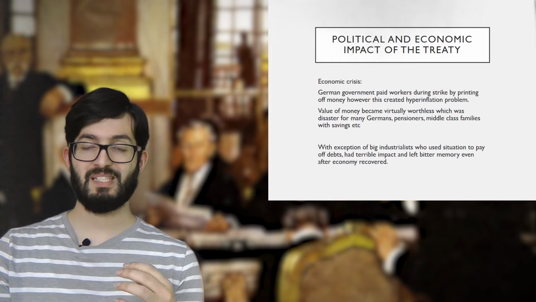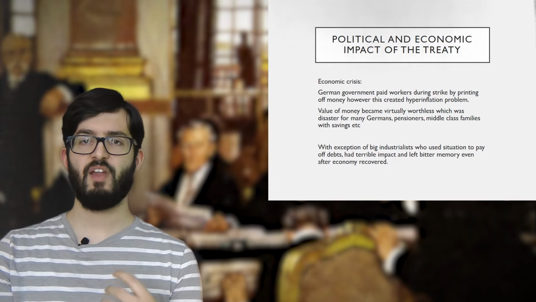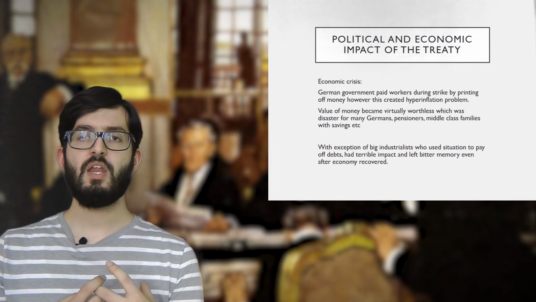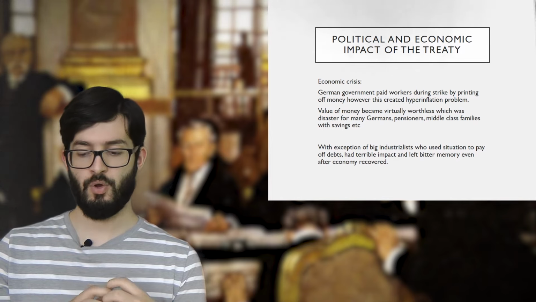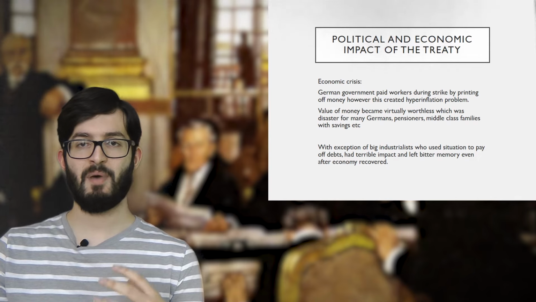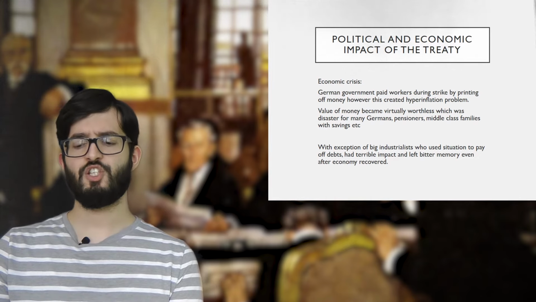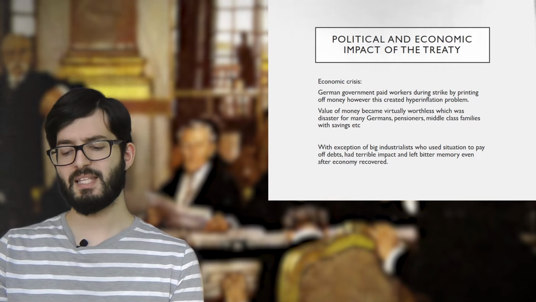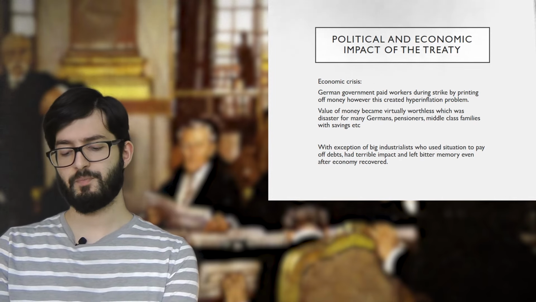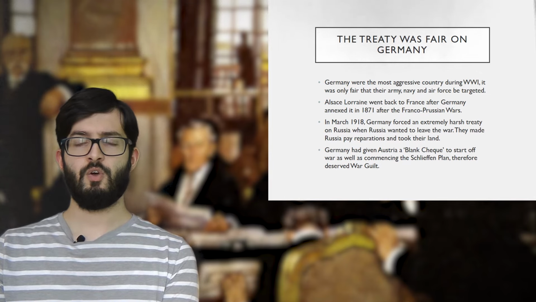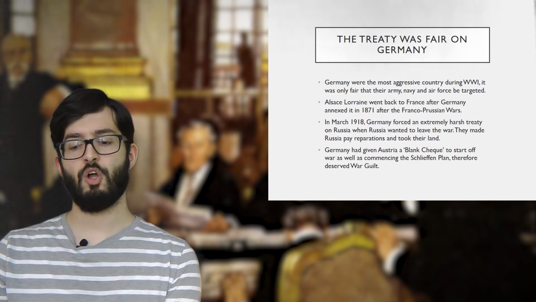Both pensioners, who have been saving up money over the course of their lives, and middle class families, who again have savings, were hit. These savings, when hyperinflation takes place, become completely worthless. The only people who really benefit from hyperinflation in this situation are these big industrialists or business owners who use it to pay off whatever large debts they might have had in the first place. And so the hyperinflation crisis leaves a very bitter memory within German society, due to this very terrible impact, and this carries on long after the German economy has recovered. And so this takes us to our final couple of points, and this is the final area of this key question, which is the extent to which the Treaty of Versailles was fair or not on Germany.